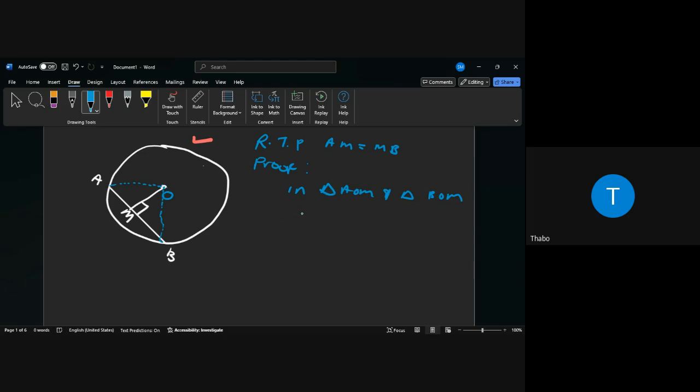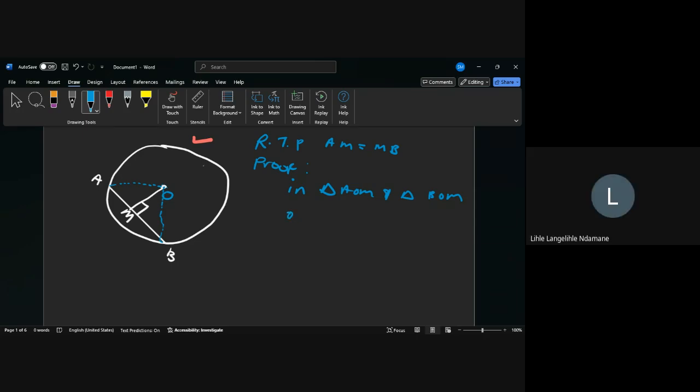Now let's start proving congruence. You have to prove one of the congruency requirements. You have to prove at least one of them. Side angle side, right angle hypotenuse side, or angle side angle. So what do we start with? What do we write? Look at your triangle. Let's start proving now.